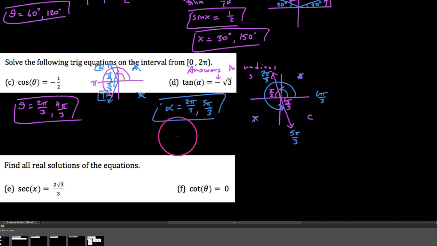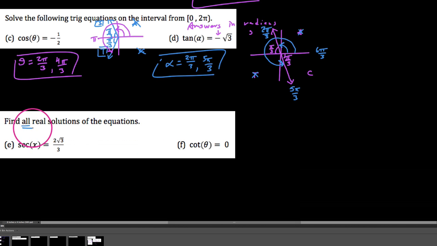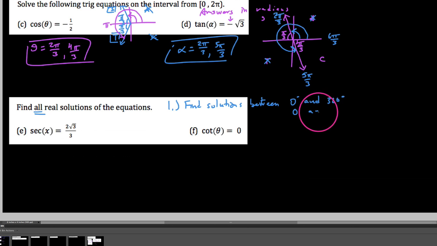2 pi. So now looking at these last two, you notice the instructions say here, find all real solutions of the equations. And so what we're going to start by doing is, step 1, find solutions between 0 degrees and 360 degrees, or 0 and 2 pi. And then step 2 is add on multiples of the function's period.